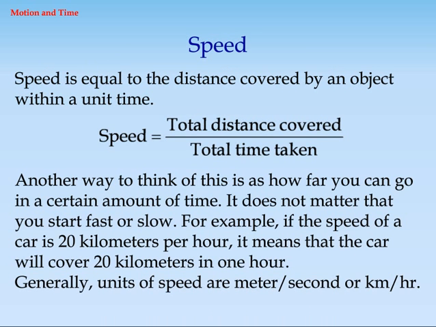Speed. Speed is equal to the distance covered by an object within a unit time. Another way to think of this is as how far you can go in a certain amount of time. It does not matter that you start fast or slow. For example, if the speed of a car is 20 km per hour, it means that the car will cover 20 km in 1 hour. Generally, units of speed are meter per second or kilometer per hour.